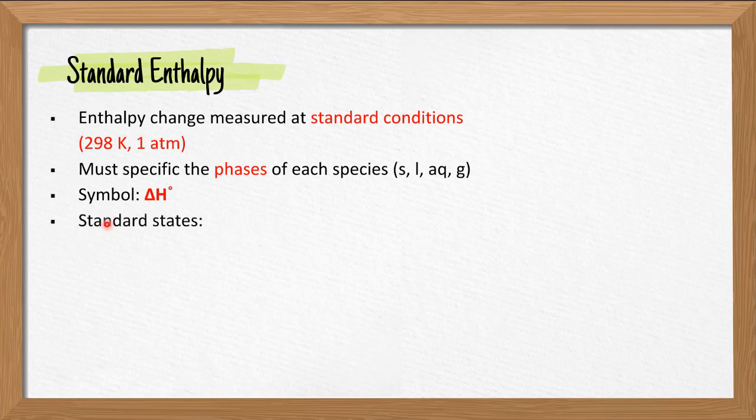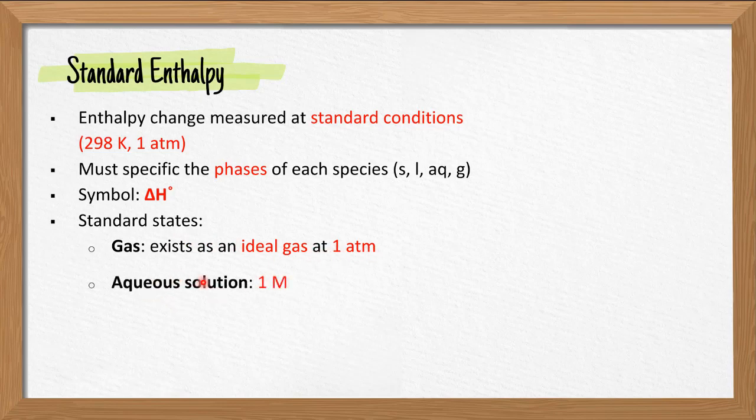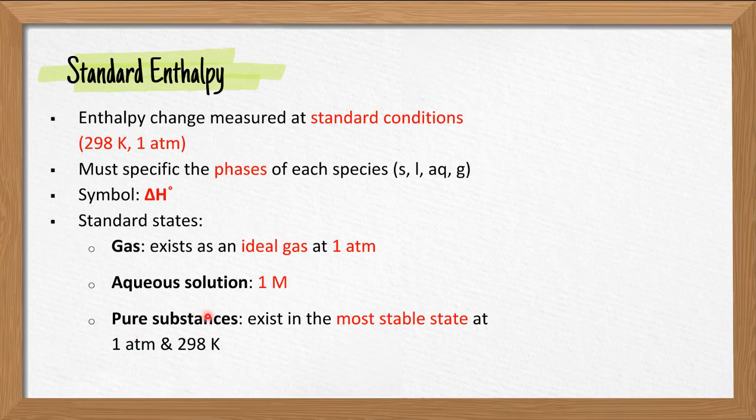Next, we have our standard state. This 298 Kelvin, 1 atm, that is the standard condition. And the standard state refers to: if you have any gaseous species, this gaseous species will exist as an ideal gas at 1 atm. If you have any aqueous solution in the reaction, the concentration will be 1.0 molar. If there are any pure substances, they will exist in the most stable state at this pressure and temperature.